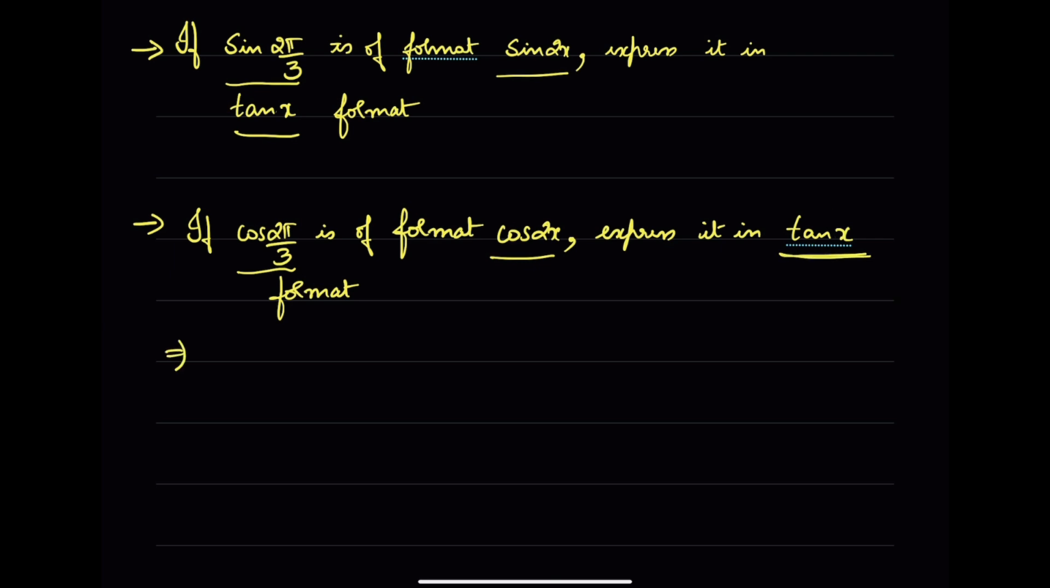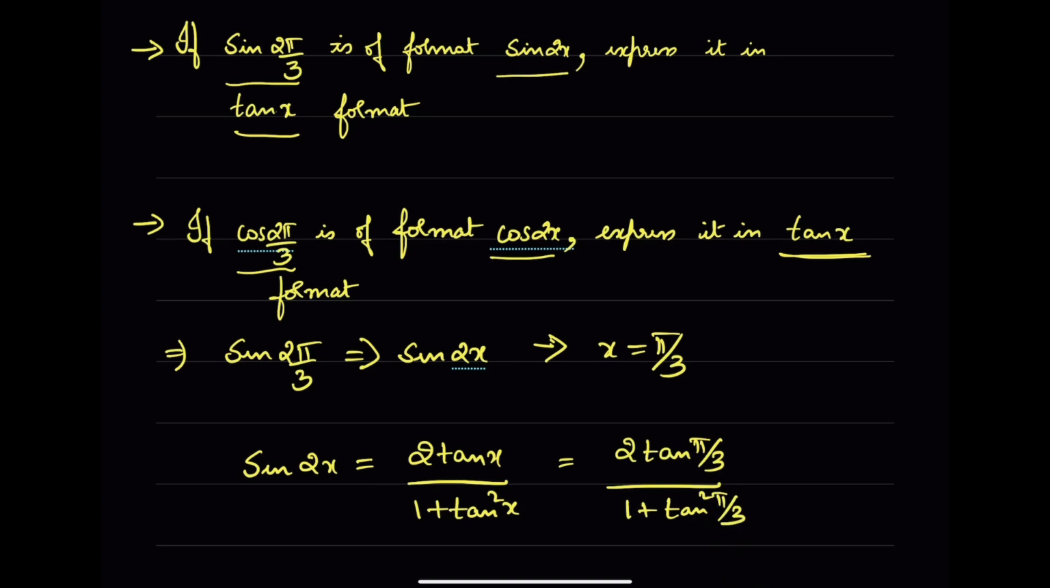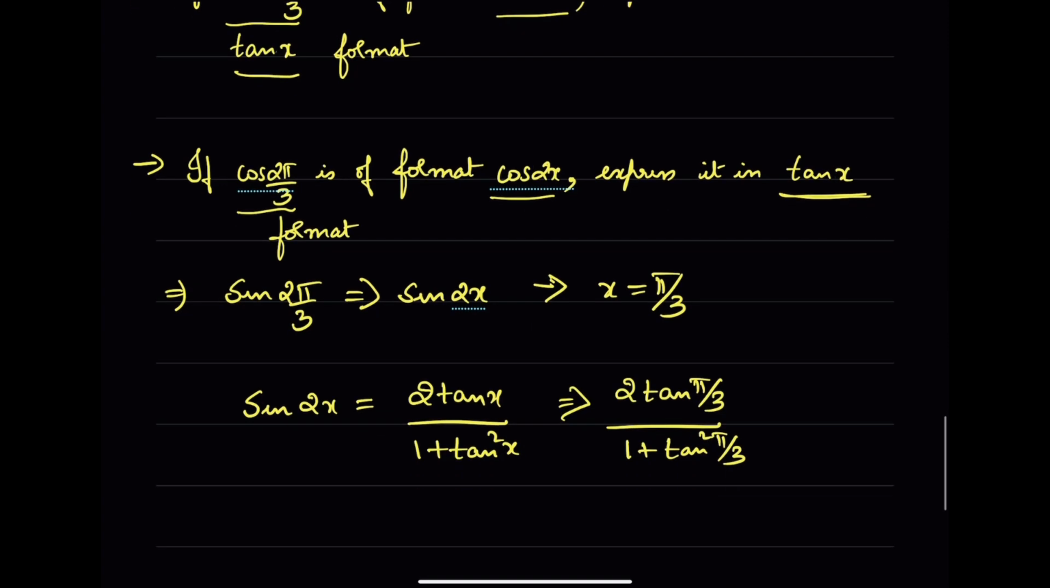So let's start with the first one. So this is sin 2 pi by 3, which is following the format of sin 2x. So that means x is equal to pi by 3. Now the formula we understood so far is sin 2x is equal to 2 tan x by 1 plus tan square x, correct? So this is nothing but 2 times tan of pi by 3 divided by 1 plus tan square of pi by 3. So this is how we can express in the form of tan.